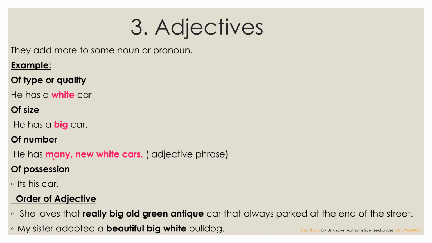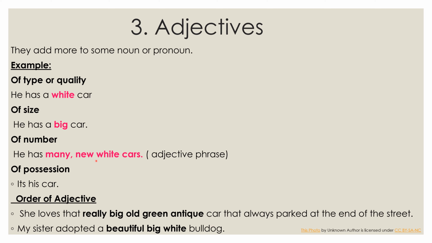He has many new white cars. So here the number is also there, and there is a list of adjectives. We call them an adjective phrase. It's his car, so his is telling us about the possession.